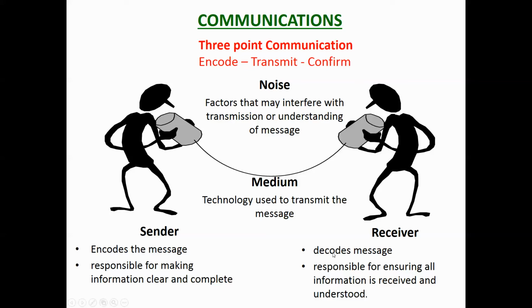And then it gets to the receiver. The receiver decodes the message. In other words, if it's a report, they read it. If it's an email, they read it. If it's a website, they download it and look at it. If it's a verbal communication, they listen and understand. And they are responsible for ensuring that their information is received and understood. If they do not understand the message or any part of the message, or they're a bit confused about it, it is their job to make sure that they ask questions or ask for additional information from the sender. The responsibility for clear communication is not just the sender, it is the receiver. If the receiver does not understand something, he or she should make that clear and seek that information that they require.